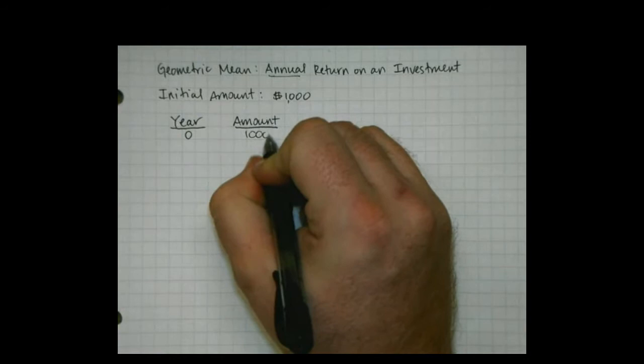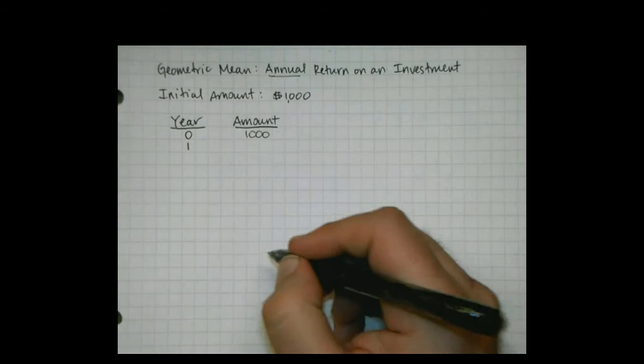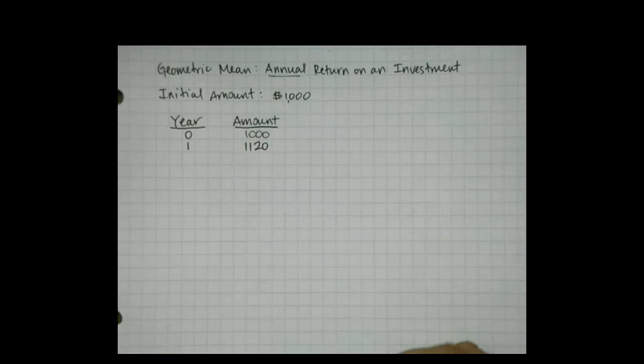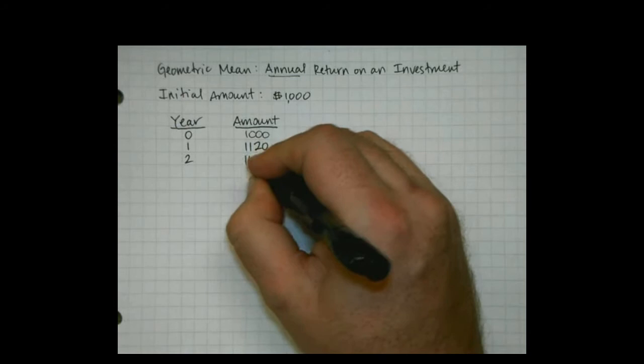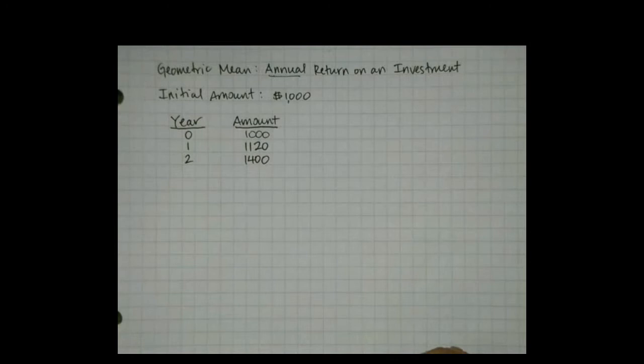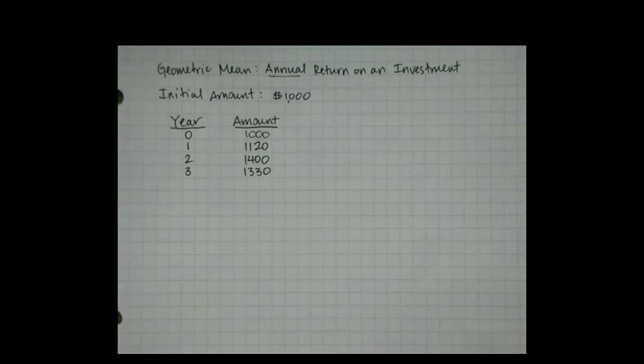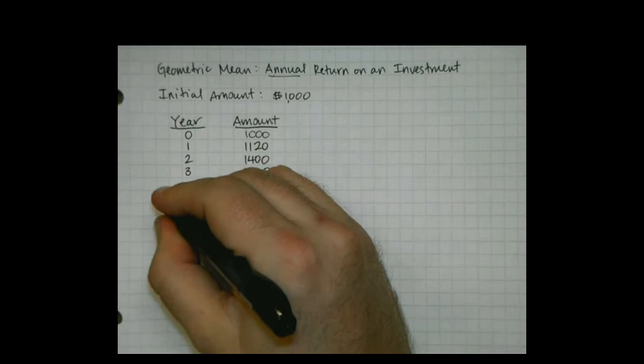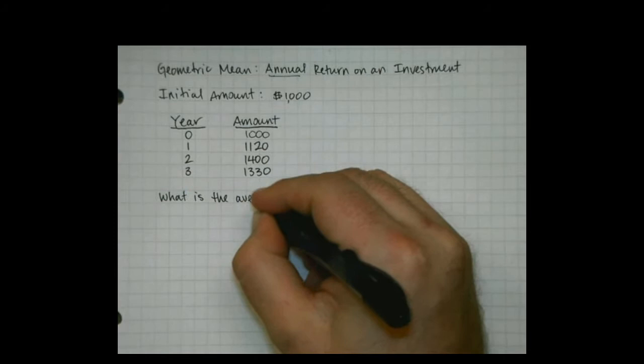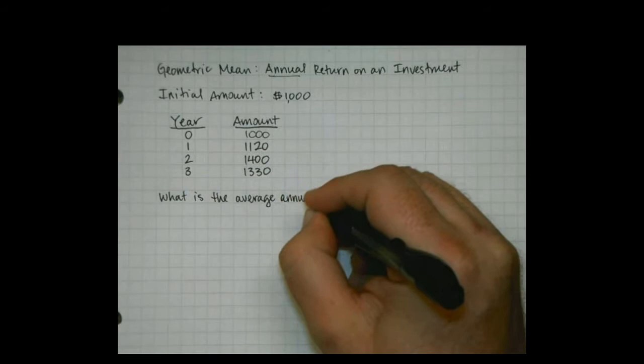Now let's say at the end of year one, our investment is worth $1,120. That's a good return on the investment already. Let's say that at year two, our investment has shot up to $1,400. And then at the beginning of year three, let's say it had a correction, and it went down some, and now it's only worth $1,330. So the question might ask us, what is the average, remember geometric mean is an average, annual return on this investment?